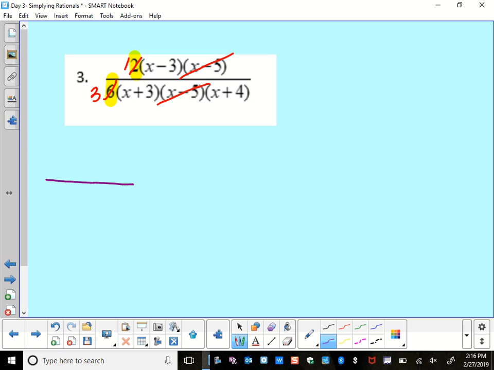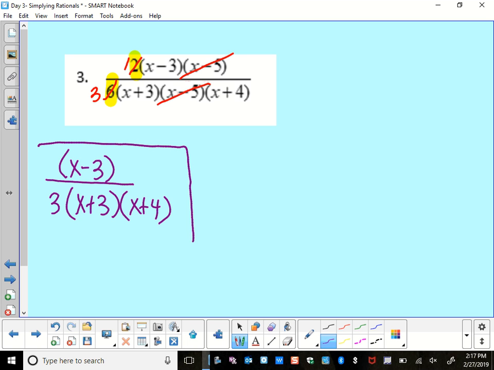All right, so your final answer, what do I have left on top? Yeah, just your X minus 3. And on bottom, I have 3 times X plus 3 times X plus 4. This is my final answer. Any questions on number 3?